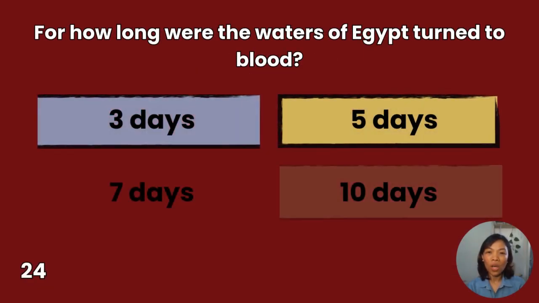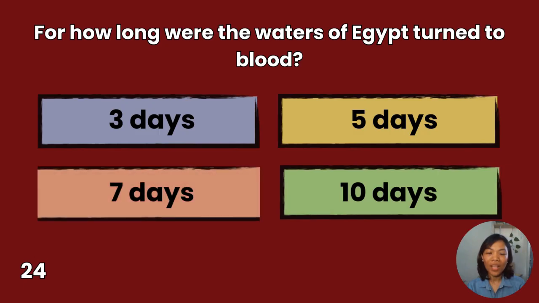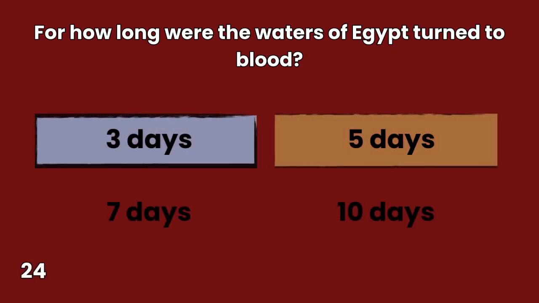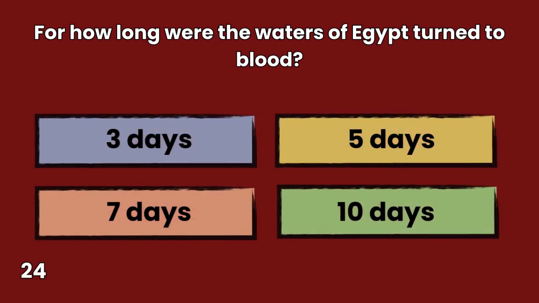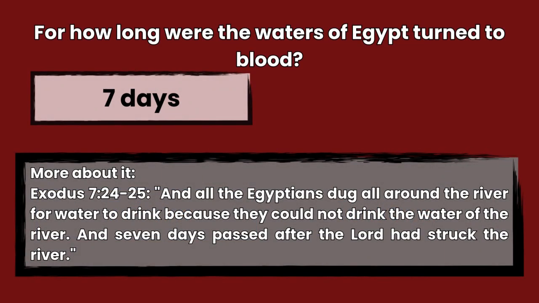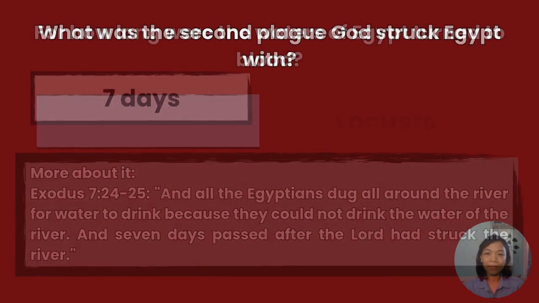24. For how long were the waters of Egypt turned to blood? 3 days, 7 days, 5 days, 10 days. You have 10 seconds to answer. The answer is 7 days, Exodus 7:24-25. And all the Egyptians dug all around the river for water to drink, because they could not drink the water of the river, and 7 days passed after the Lord had struck the river.